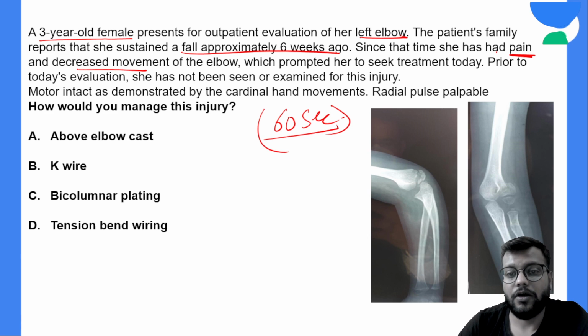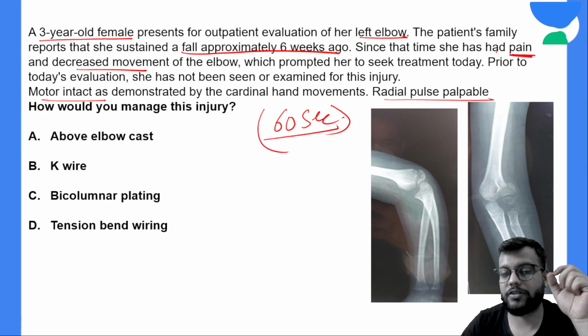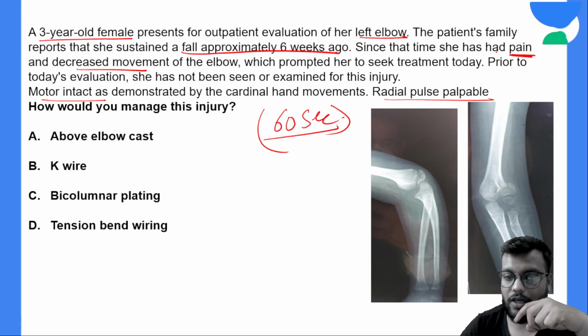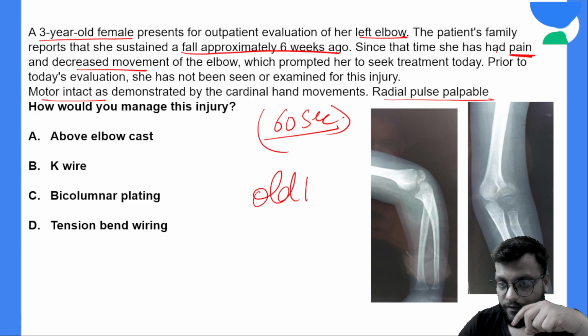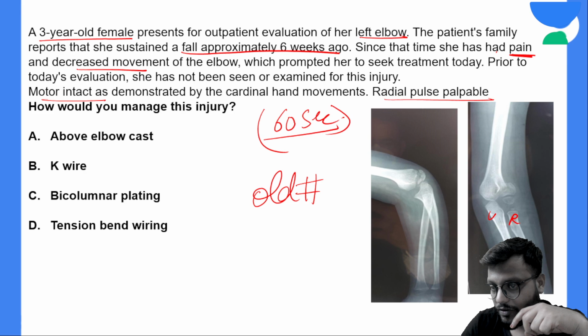Okay, prior to today's evaluation, she has not been seen or examined for this injury. Motor intact and radial pulse palpable, no neurovascular injury. How will you manage this patient? So this is an old fracture of this part. This is your ulna, this is your radius, so this will be your lateral part. So fracture lateral condyle of humerus, and this is your old fracture.